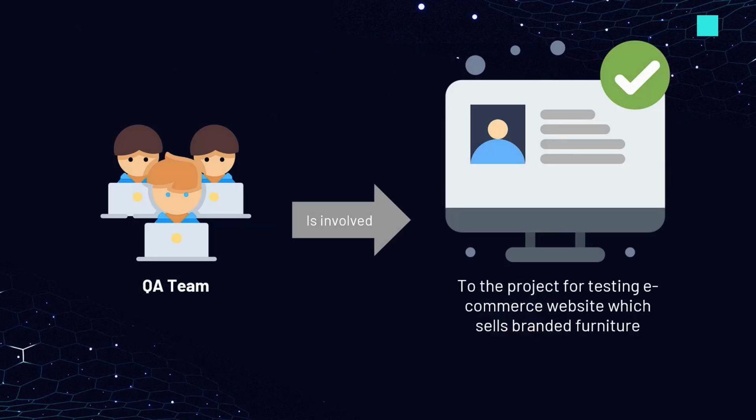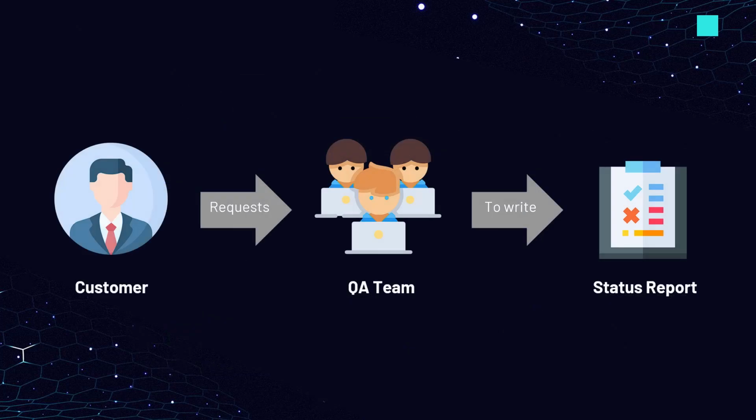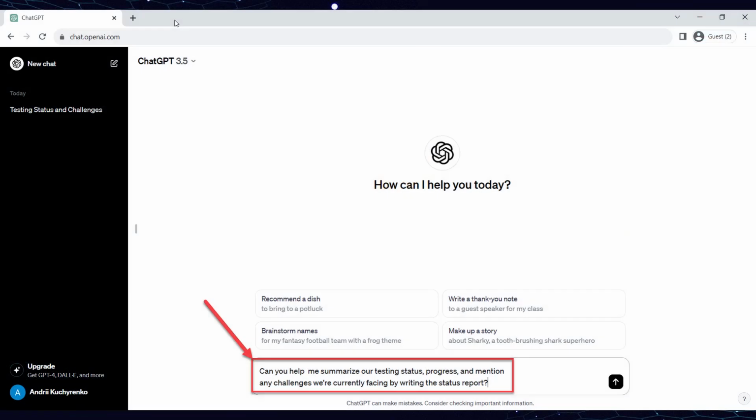Let's consider an example of such a process. Imagine that the QA team is involved in a project for testing an e-commerce website which sells furniture. The QA team is currently in the integration testing phase, and the major milestones include completing API integration tests and validating the end-to-end flow. While the project is at the integration testing phase, the customer comes to the QA team with a request to write a status report to understand the current progress of testing and to plan the start of the system testing phase. For that reason, the QA engineer navigates to ChatGPT and inputs a question prompt.